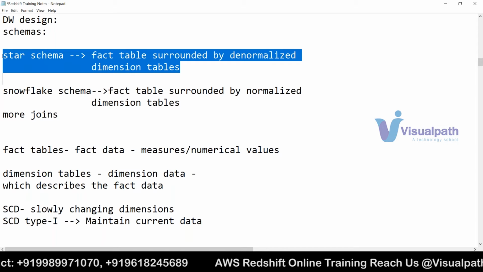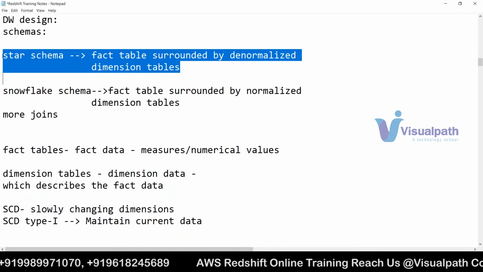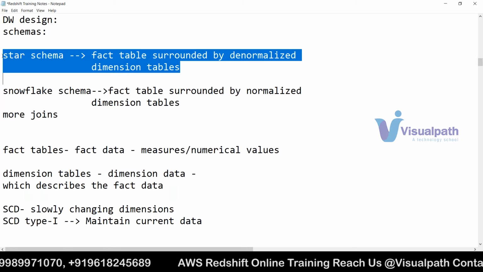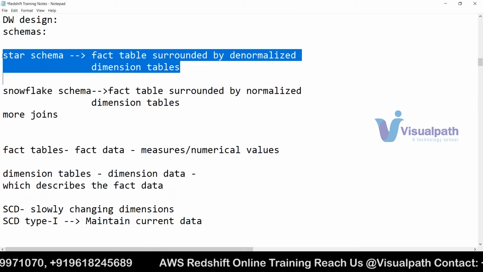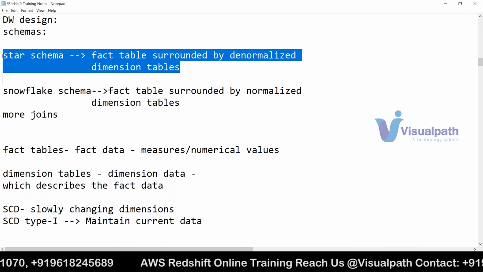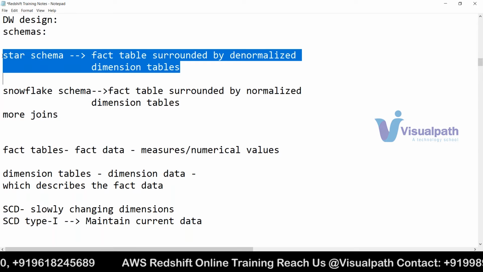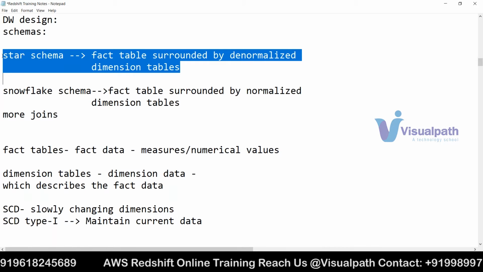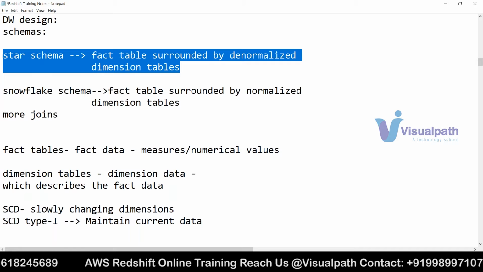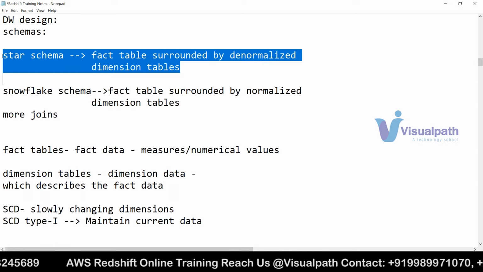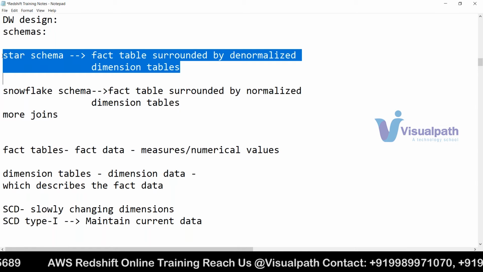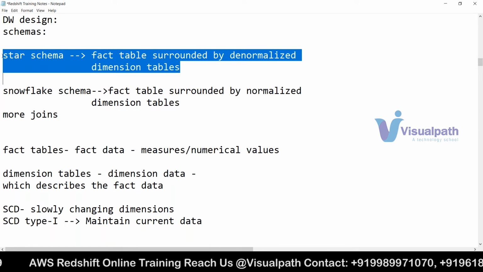Okay, for example, there are different dimensions like region, one dimension. Region means it will have region, country, state, city, like that. And a time dimension will be there. Time means date, week, month, quarter, year, like that. And yeah, region dimension, time dimension.